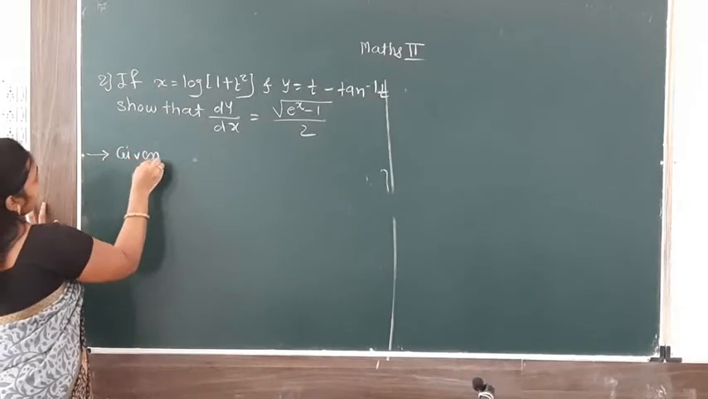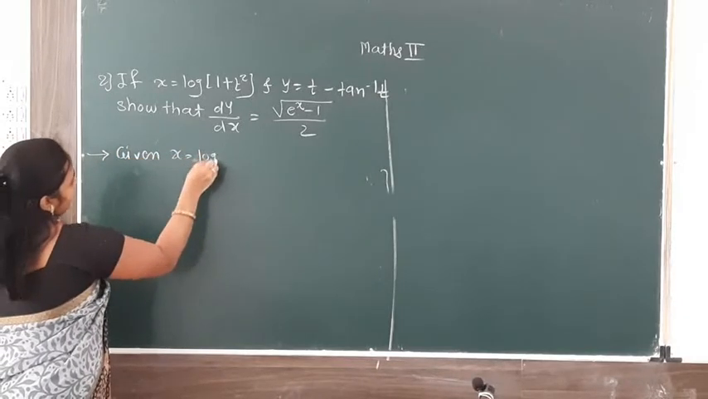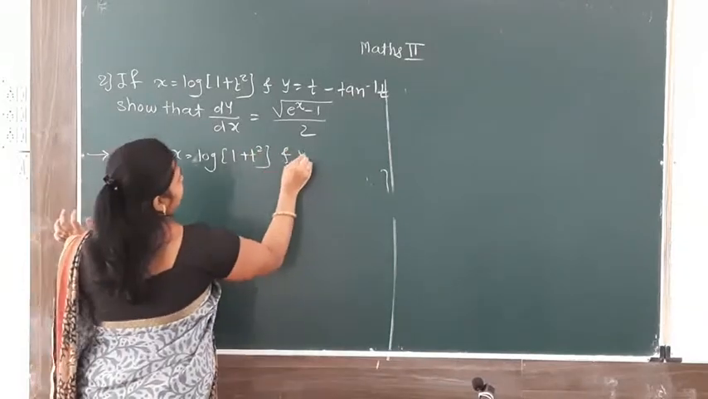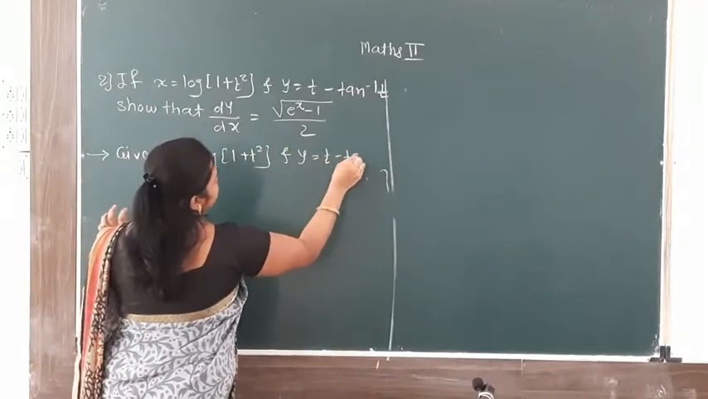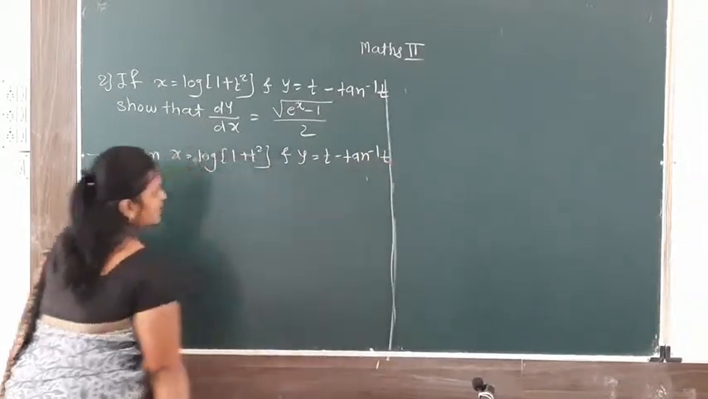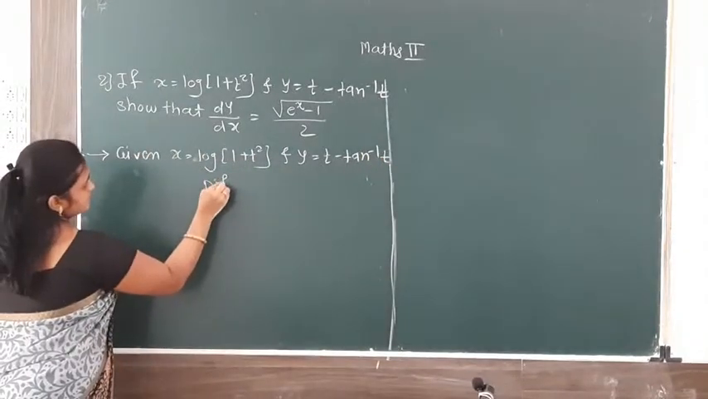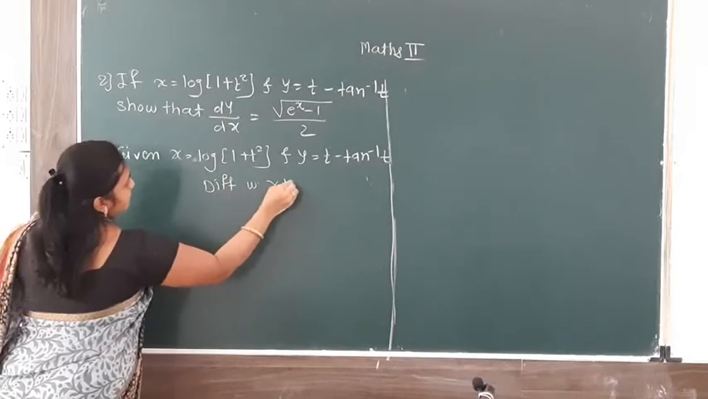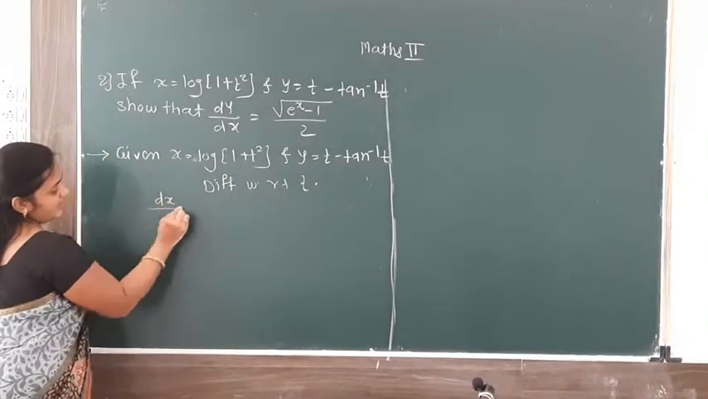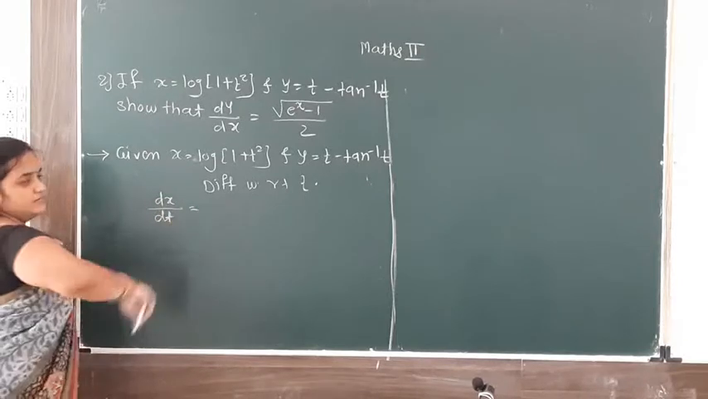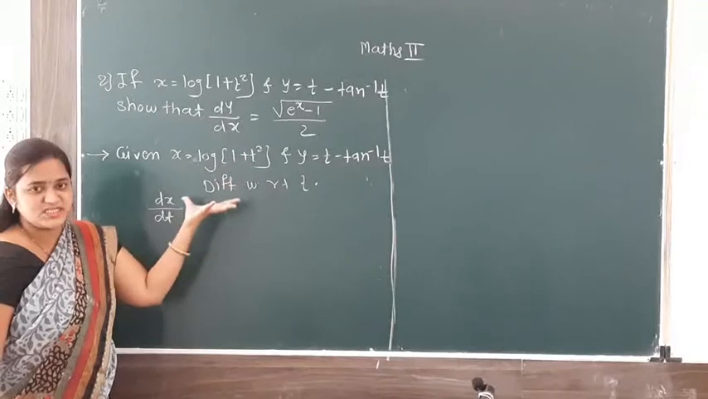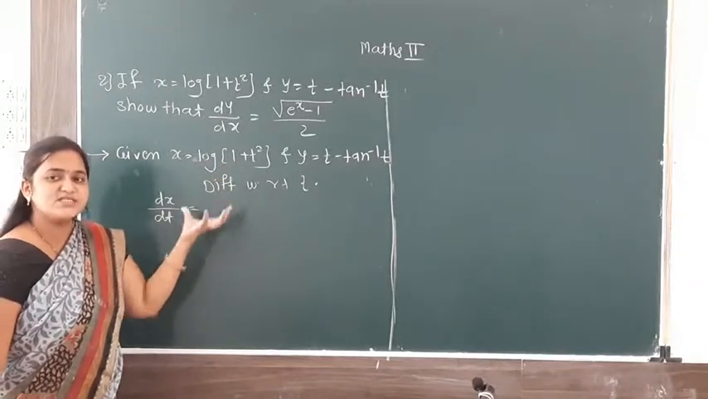These two functions are given with x in terms of t as well as y in terms of t. Now we differentiate both functions with respect to t. So we get dx by dt. Here log of 1 plus t square is a composite form, so we can use the composite theorem.